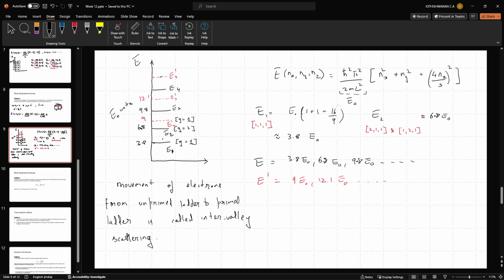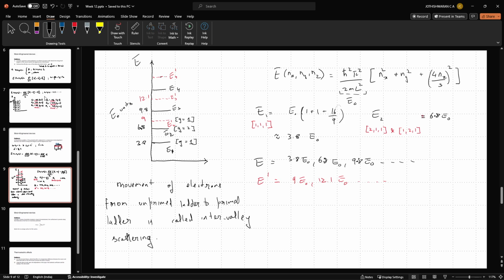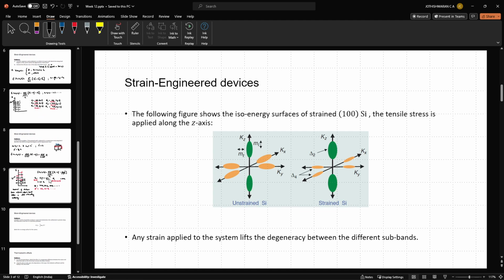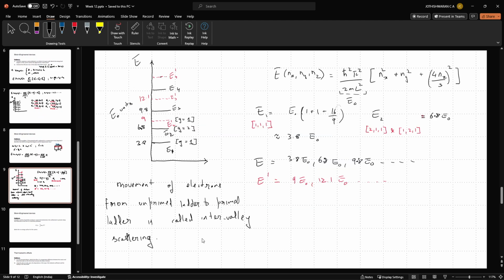And the reason is, because these energy levels are split, these intervalley scatterings are reduced. In this original unstrained case, a lot of intervalley scattering could occur, which implies the electrons were free to scatter and change their momentum direction from X to Y to Z. And that is like too much of a random motion. Now, the presence of strain has kind of reduced that.